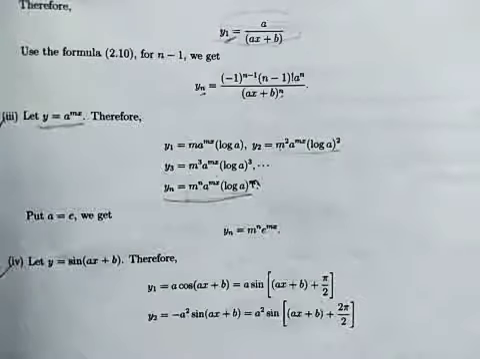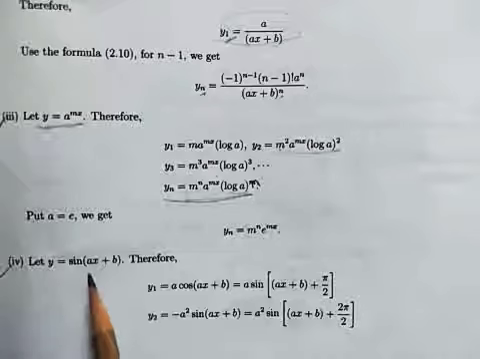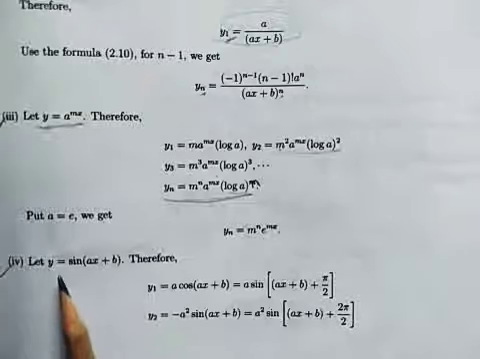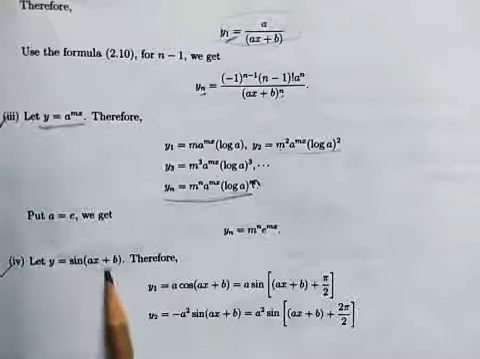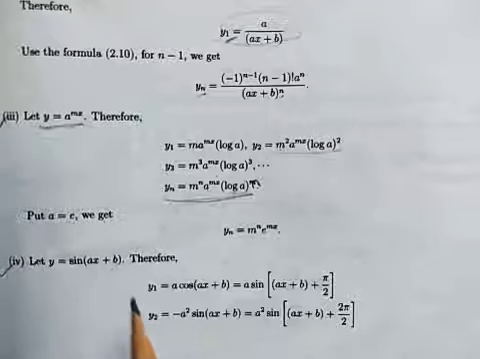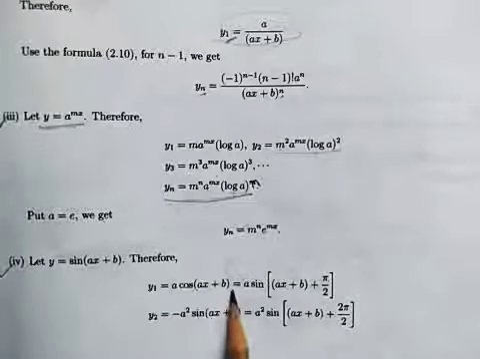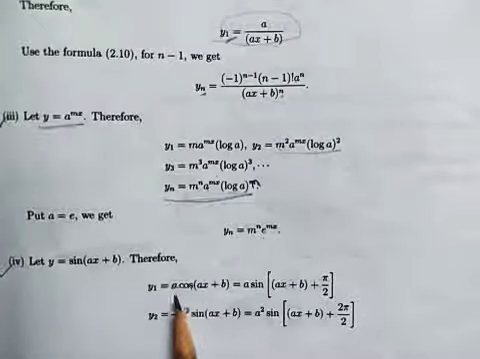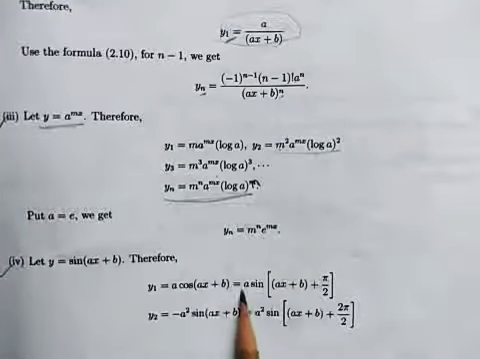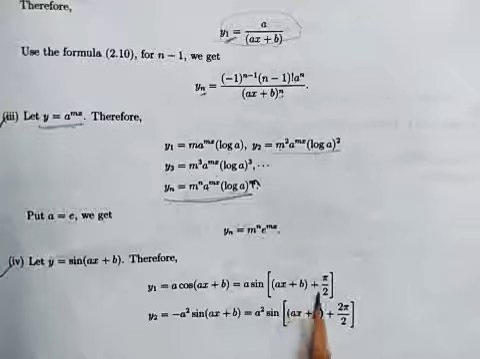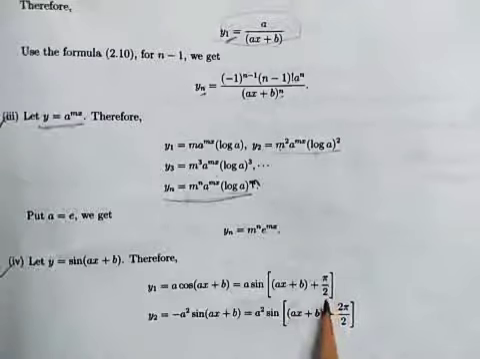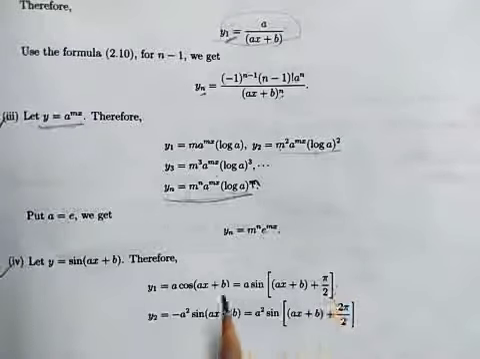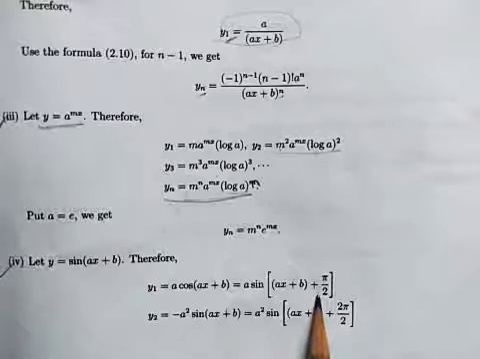Now next let us find out the nth derivative of the function y is equal to sin of (ax plus b). What will be its first derivative? y is sin of (ax plus b). The first derivative will be a cos of (ax plus b), since the derivative of ax plus b is a. Now a cos(ax plus b) is the same as a sin(ax plus b plus pi by 2). If we add pi by 2 here, then cos and sin will be the same.